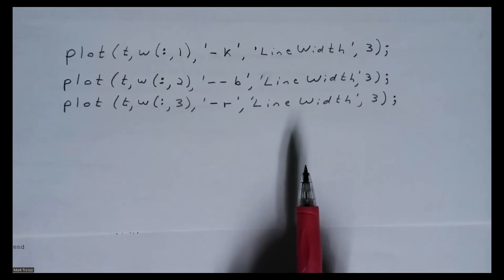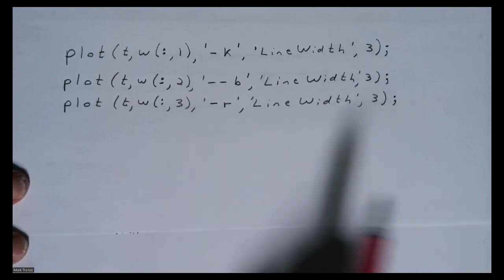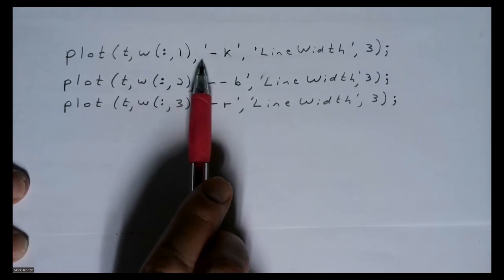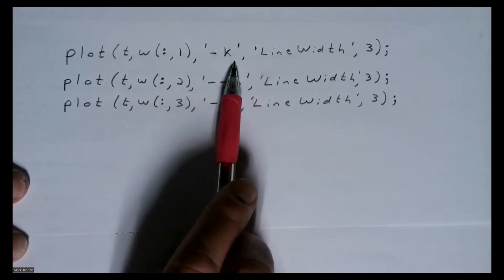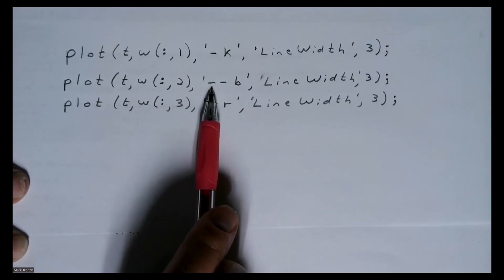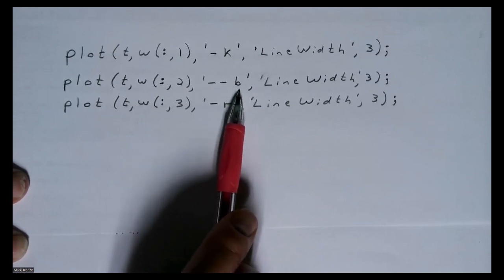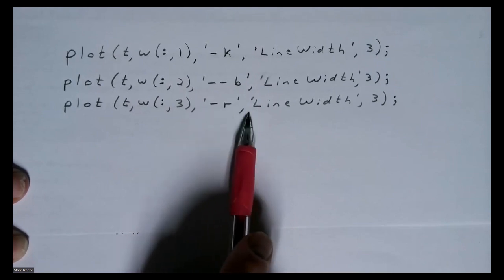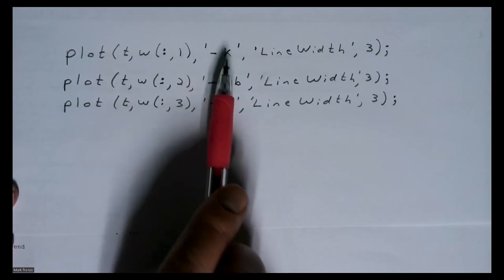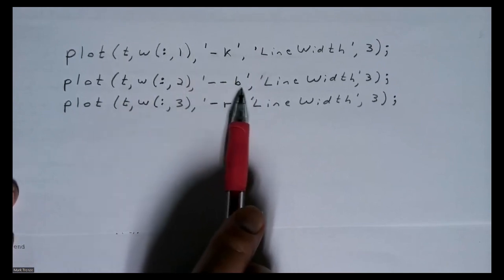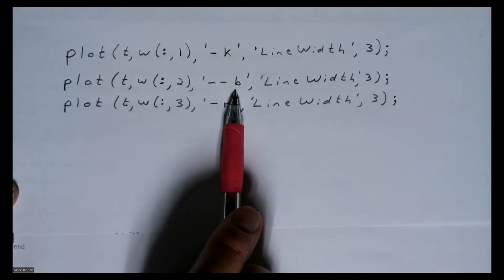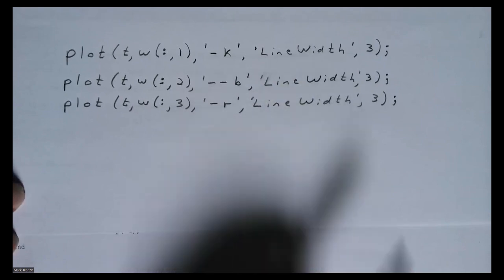And I'm also going to change the colors of each one, sort of force the line to be a certain color. Right after this, I have a comma, quote, dash K, which will make a black line. In quotes, dash dash B will make a dashed blue line, and dash R will be a red line. So X will be black, Y will be dashed blue, and Z will be red.